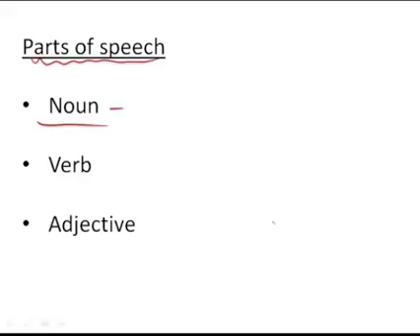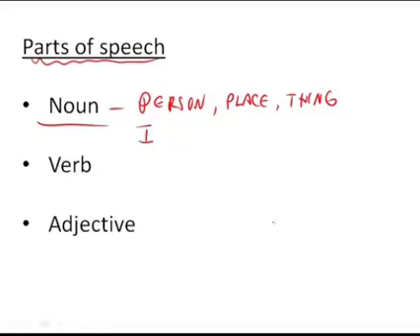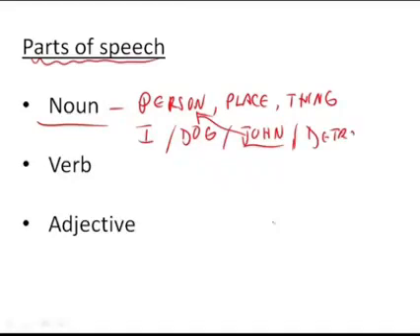Noun. A noun is a person, place, or a thing. So, I is a noun. The dog is a noun. John, maybe you don't even know anybody named John, but John is a noun because John is a person. Detroit is a noun. Why? Because Detroit is a place. And a dog, definitely not a person, but is a thing.